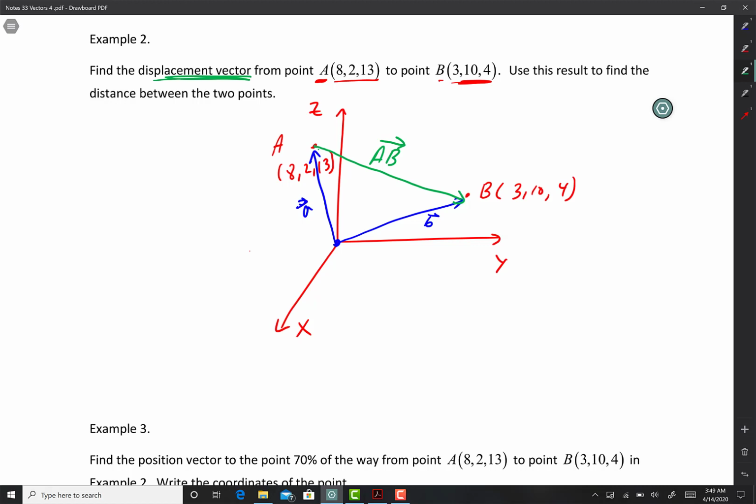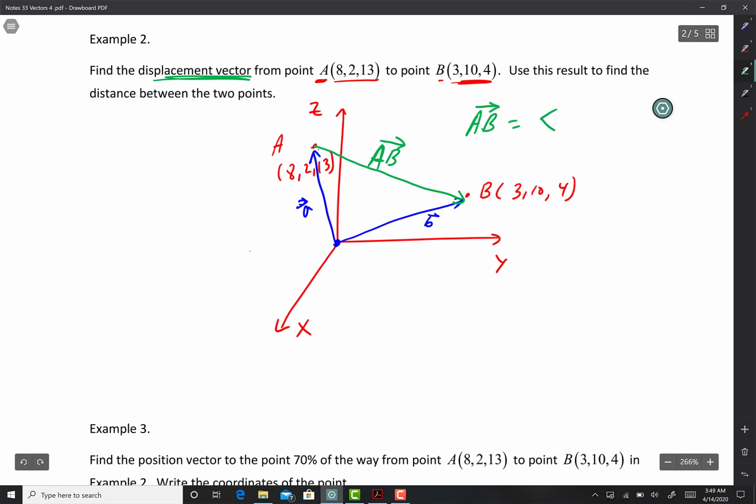If you had BA with an arrow, that would indicate you're going from B to A. So we're going from A to B here, guys. That's why I did AB with an arrow on the top. So here's my AB vector.